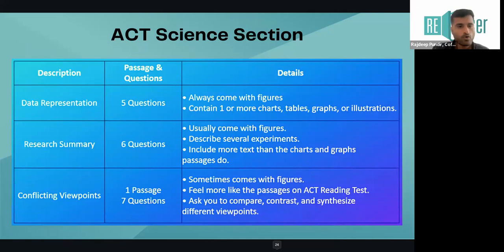These are slightly more textual as compared to data representation. And the third kind is conflicting viewpoint passages, where you will find more than one person. So it could be two, it could be three people presenting their viewpoints on a particular topic. They could be a similar viewpoint, it could be a conflicting viewpoint, right? And hence it becomes a lot more theoretical in nature. So conflicting viewpoint passages are a lot more theoretical as compared to the other two. So these are three different categories of passages that you will encounter when you're doing an ACT science exam.